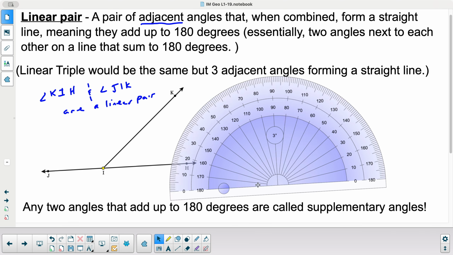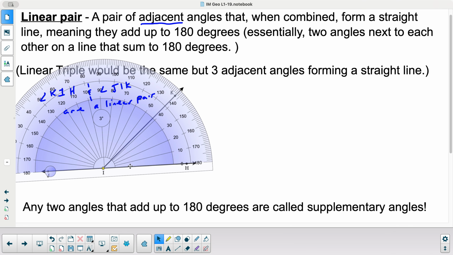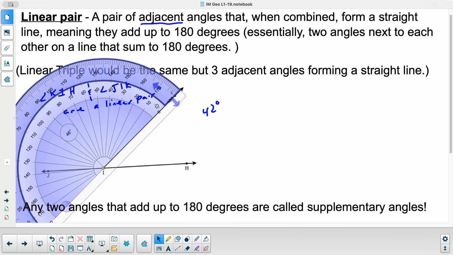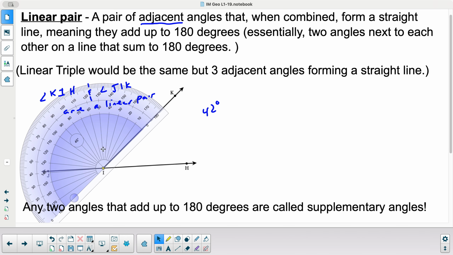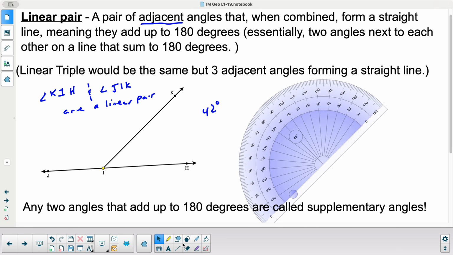So if you want to take this protractor here and measure these to make sure that they are indeed supplementary, we look here and we see, okay, this is 42 degrees. And then when I come over here, this one here is 138. It's a little bit less. You can kind of see it right here. Goes to the second mark. This one here is 138. So there you go. They add up to 180. All right.